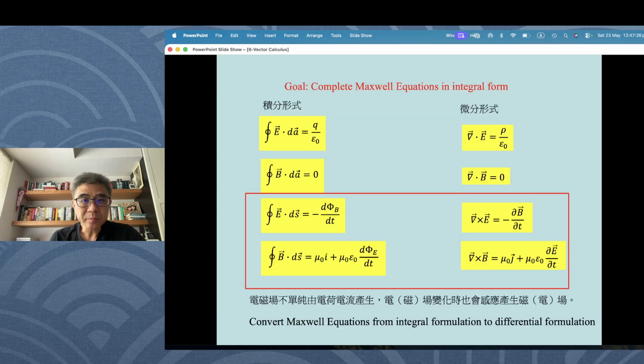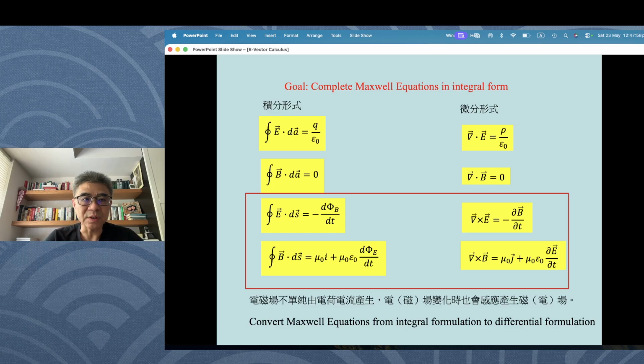Let me put the goal first. The goal of this whole journey is to convert the complete Maxwell equations in integral form into a differential formulation. For example, on this transparency, the left-hand side are the Maxwell equations in integral form.